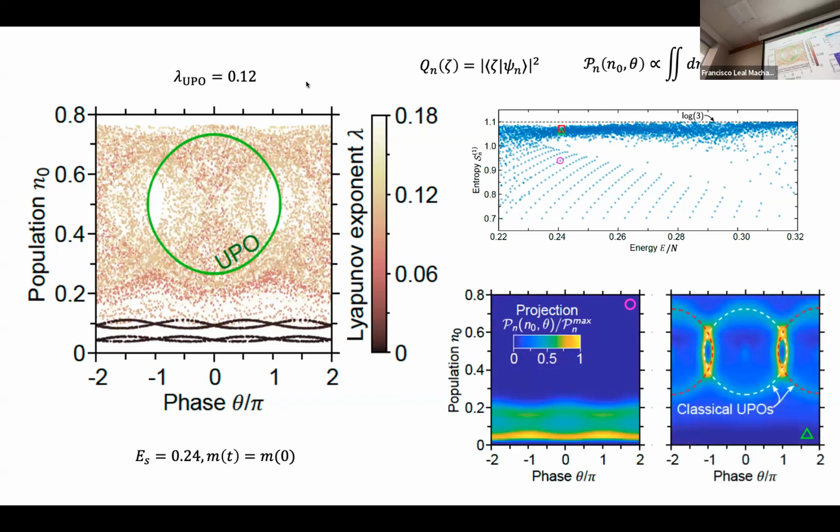The second thing that we look at is a state from the chaotic region. Okay, and we find that this state is actually strongly scarred by the unstable periodic orbit that we just saw here. So basically, we have a quantum scar here.